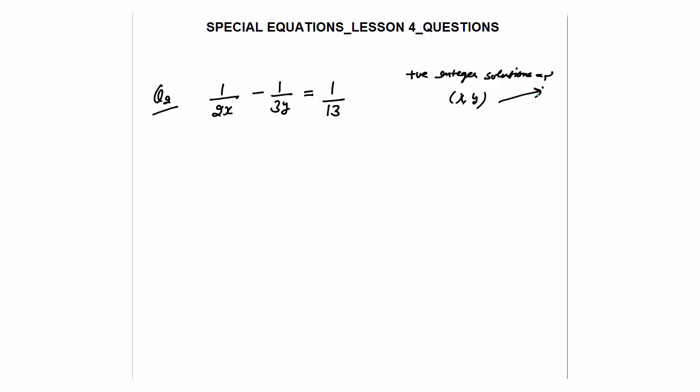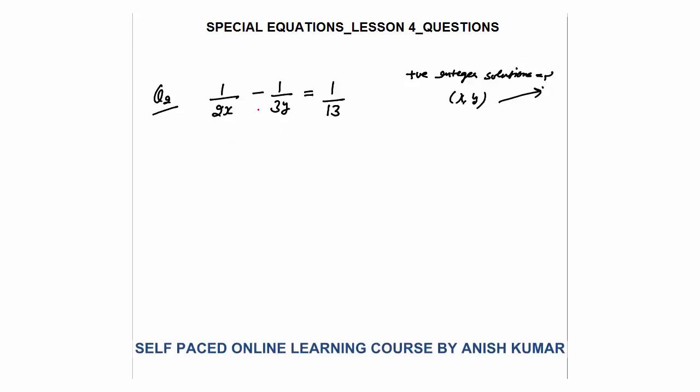Next question is 1 upon 2x minus 1 upon 3y, this is equal to 1 by 13. You need to find the positive integer solutions. I am trying to teach you all the different kinds of questions that can come in your exam. So first pause the video and try to solve it yourself. First my task would be to separate the variables. This is 1 by 13 minus 1 by 3y.